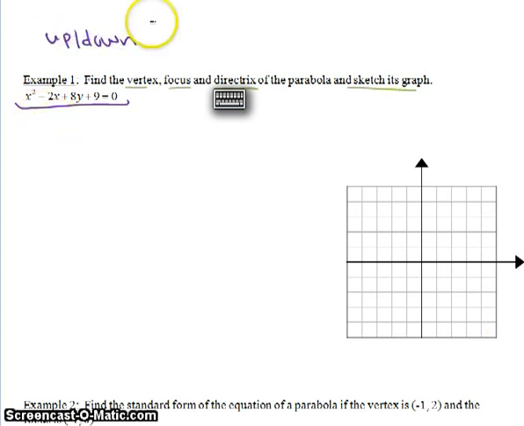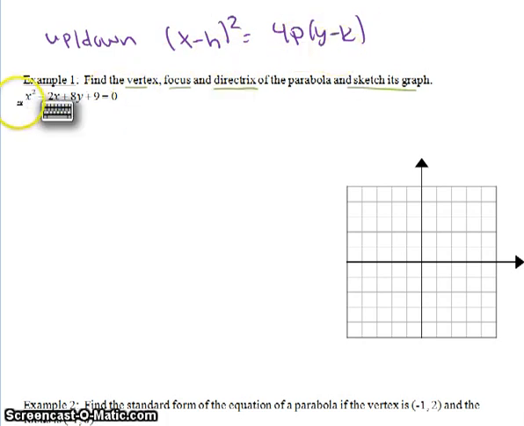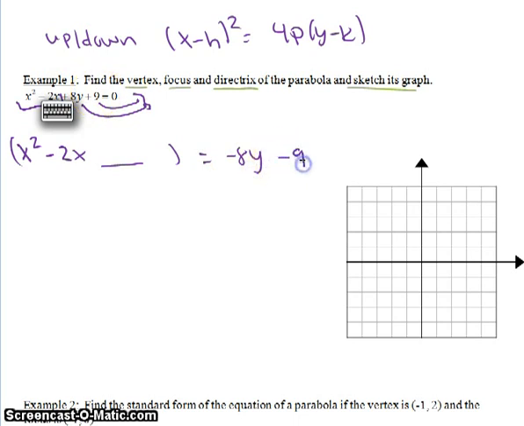And we're going to use x minus h squared is 4p times y minus k, which means I want the x's on this side and then the y's on the other side. So what I'm going to do is keep my x's here, and then take my 8y and put it on the other side and my 9 to the other side. And I'm going to have to end up completing the square to write it as a perfect square. So I have x squared minus 2x, and leave some space. I have to subtract 8y to the other side and subtract 9 to the other side.